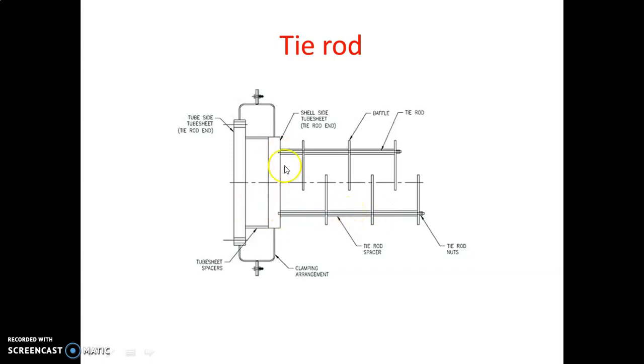That means when the fluid is flowing in this direction, these baffles cannot move from this point to this point because there is a spacer, or we can say small pipe. So this is the function of tie rod.